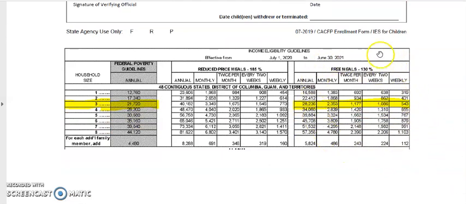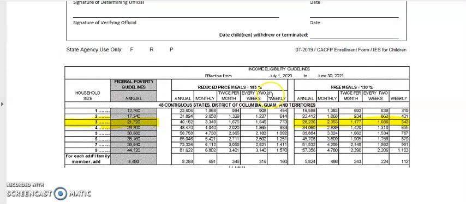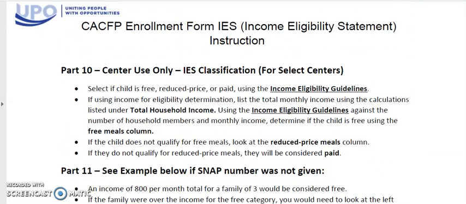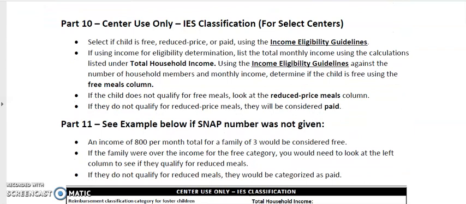We have free meals here, and then we have reduced priced meals. And we would use the household size and then the monthly income to determine if the child is free first. And then if not eligible for free meals, we would look at reduced priced meals. So we use this if using income for eligibility determination.